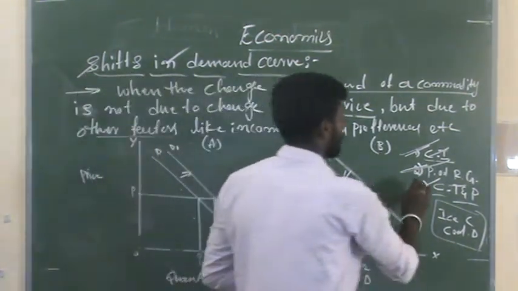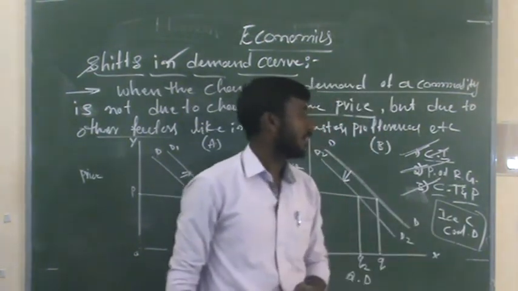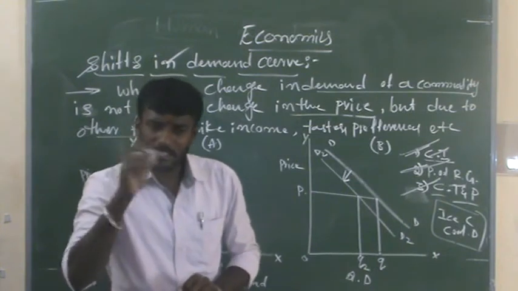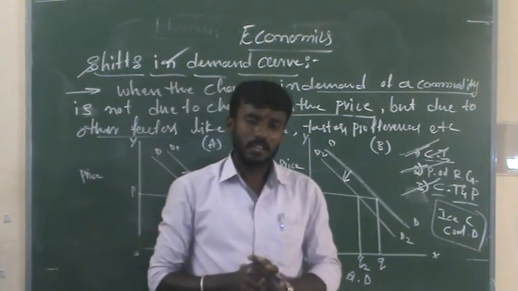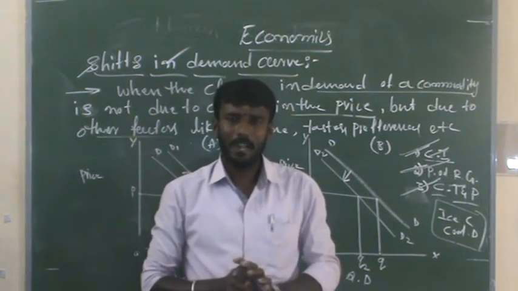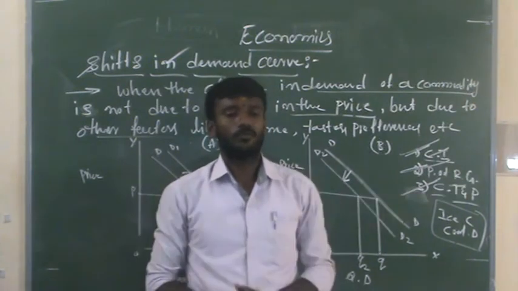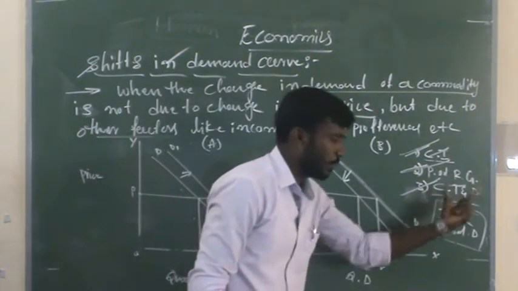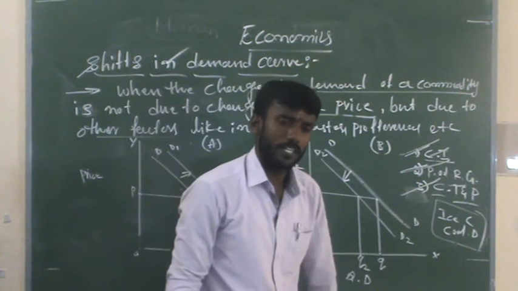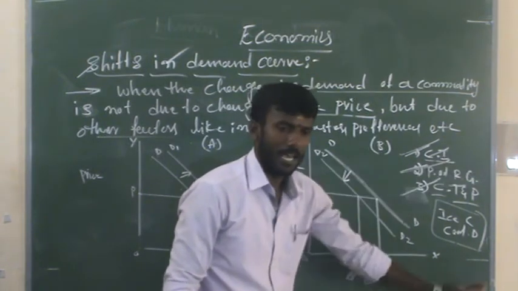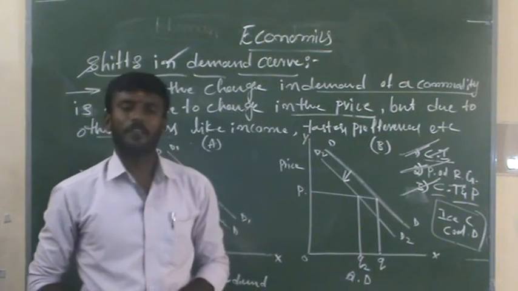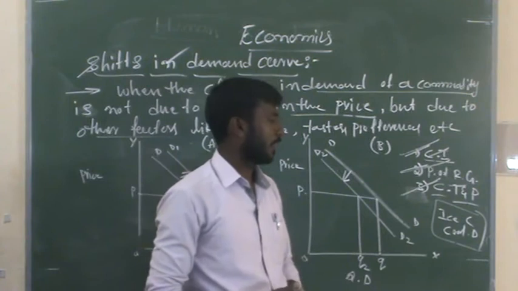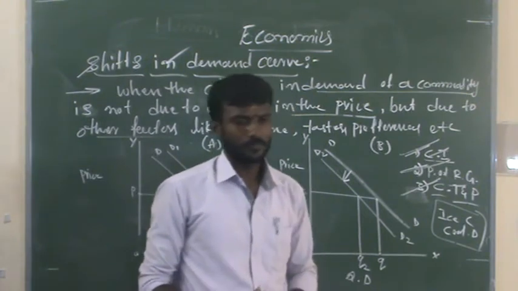Now, another thing is consumer taste and preferences. Any change in consumer taste and preferences also leads to a shift in the demand curve, upwards or downwards. How? See, for example, consumer taste and preferences, as I already informed you, are broadly divided into two: favorable and unfavorable. Let us consider a good, that is cool drinks and ice creams.